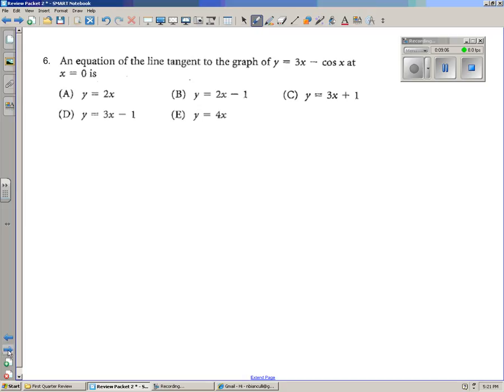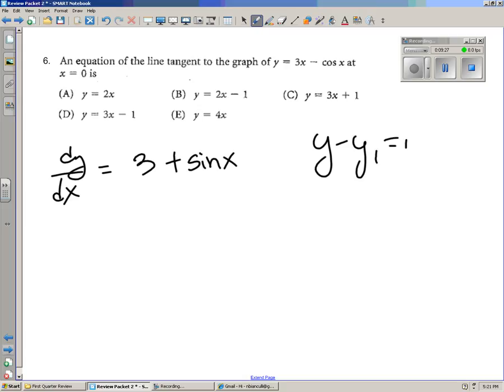Number 6, an equation for the line tangent to the graph of y equals 3x minus cosine x at x equals 0 is. So we must take the derivative to find the slope of the tangent line, which is 3 plus sine x, because the derivative of cosine is negative sine. Since we already have a negative cosine, that's going to change the sign to a positive. And then, as we always do with the equation of the tangent line, we write out y minus y1 equals m times x minus x1. And we know x is 0, so this becomes a 0. So really we just get m times x, whatever m is.